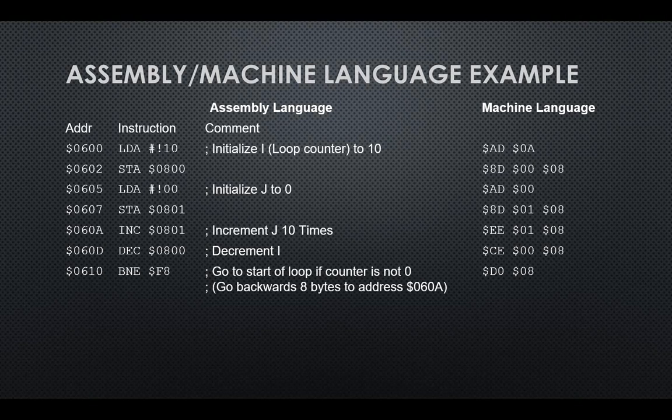So what this is going to do is increment the value stored in address 0801 10 times, and it uses the loop counter, which we store in address 0800, to know when it's performed this loop 10 times. So we have one variable that counts up, and we have another variable that's counting down. Again, it's a very simple subroutine, but already you can see this is tedious, it's hard to read, and it requires a good amount of learning curve to get familiar with. So luckily, the computer engineers of the day have improved things.